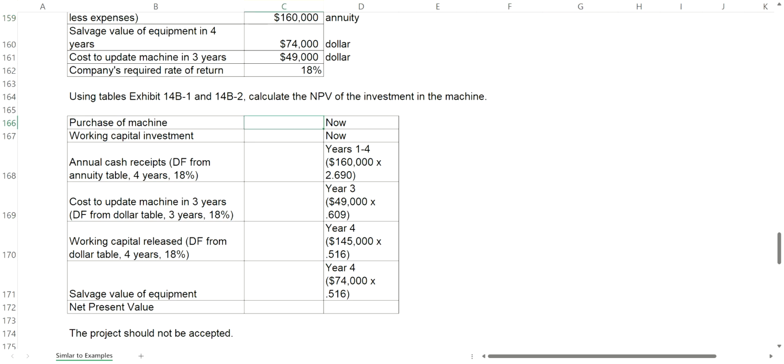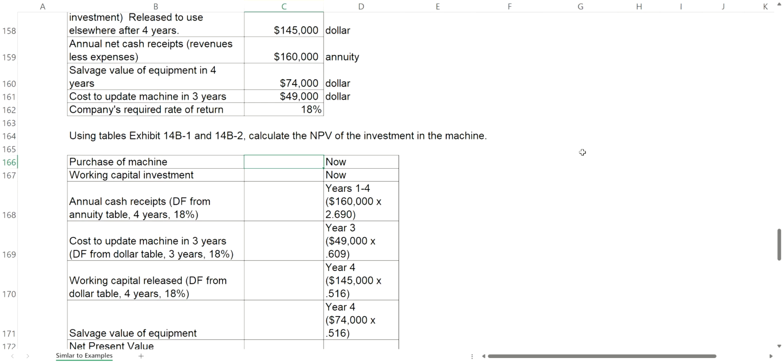Okay, so let's start with the purchase price of the machine, and that's now. That would set you back, as given, $430,000. And you also have to invest $145,000 right now in working capital. So that would set you back as well.